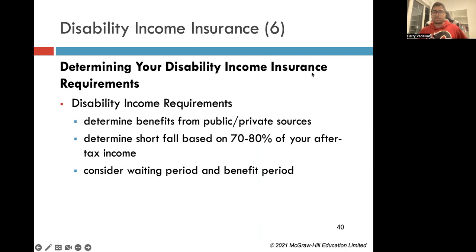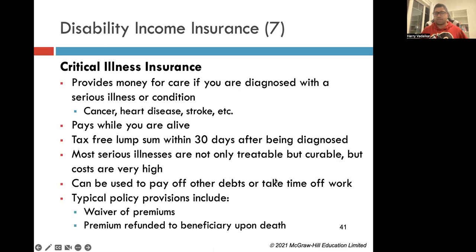How do you determine your disability income insurance requirement? Determine the benefits from public and private sources first, then determine the shortfall based on 70 to 80% of your after-tax income. That is what you should be having in cash. So 70 to 80% of after-tax income is needed to at least survive. Consider waiting periods and benefits.